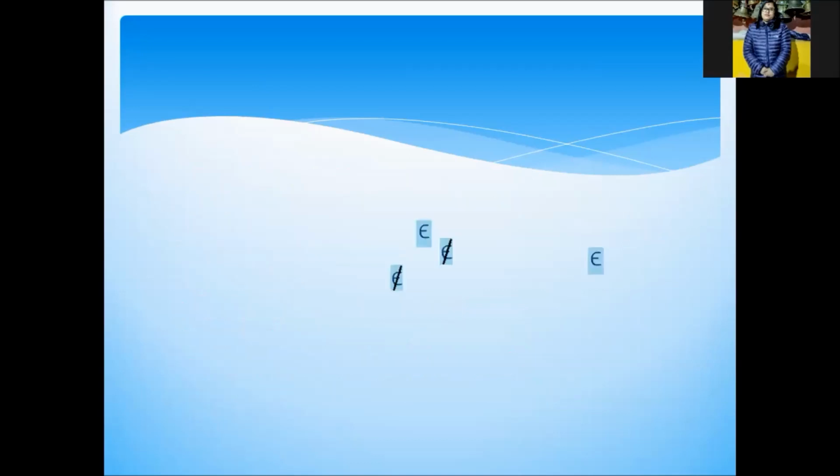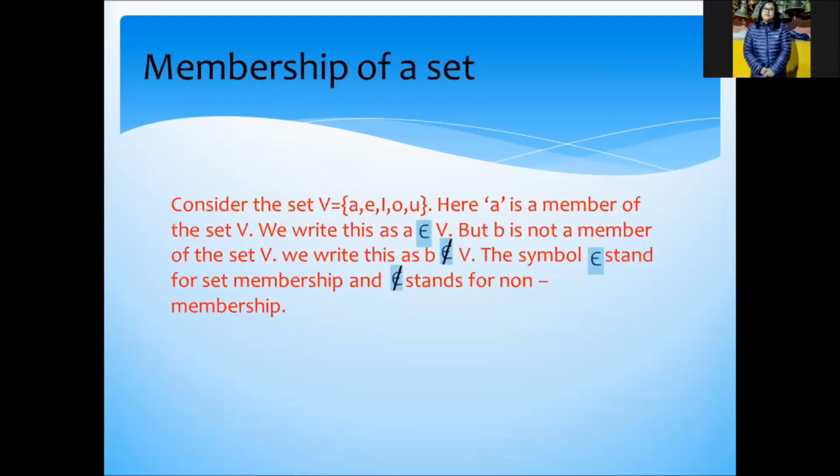Now, membership of a set. Consider the set V = {a, e, i, o, u}. Here a is a member of set V and we write this as a ∈ V, but b is not a member of set V. We write this as b ∉ V. The symbol ∈ stands for set membership, and ∉ stands for non-membership.